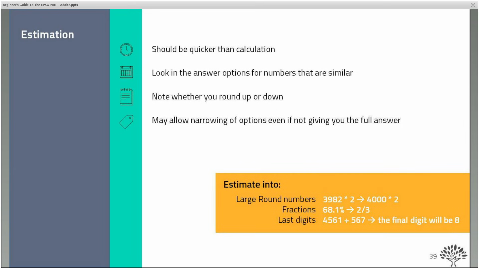When you're estimating, it's very useful to note whether you're rounding up or rounding down as well, because that can give you an indication of whether your ultimate answer is going to be higher or lower than your estimation.